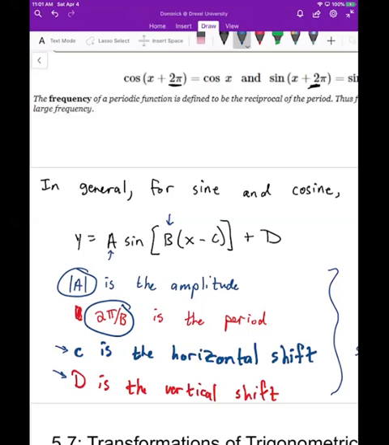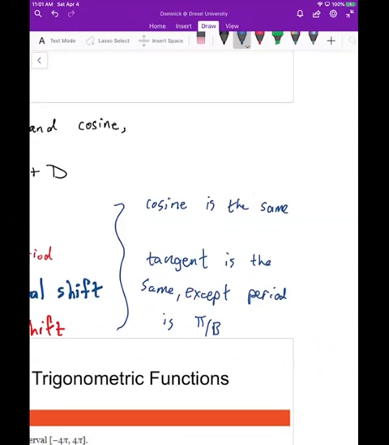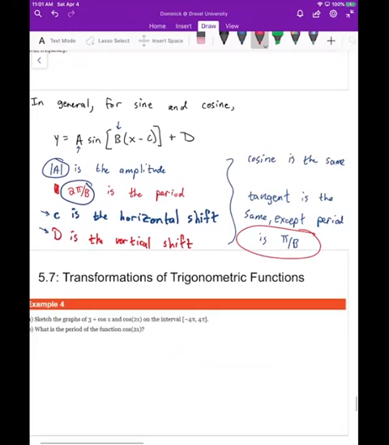And of course, if you have minus c, that indicates that you're moving to the right. If you have plus c, that indicates that you're moving to the left. And d is your vertical shift. If it's plus, that indicates you're moving up. And if it's negative, it indicates you're traveling down. So now this will work for both sine and cosine. And of course, tangent, the only thing that you would have to account for is that your period would now be pi over b, right? So it's one thing to keep in mind there.